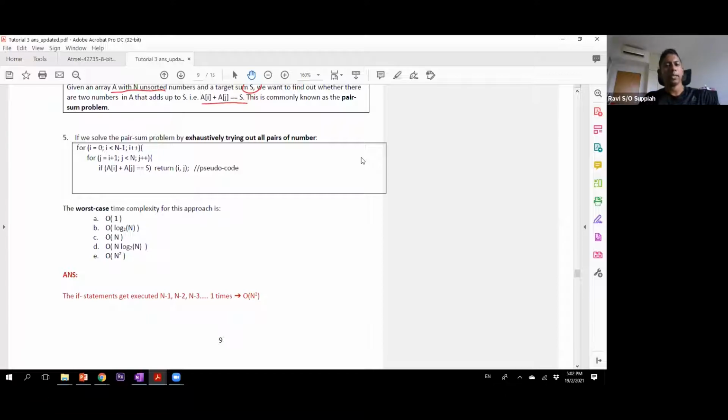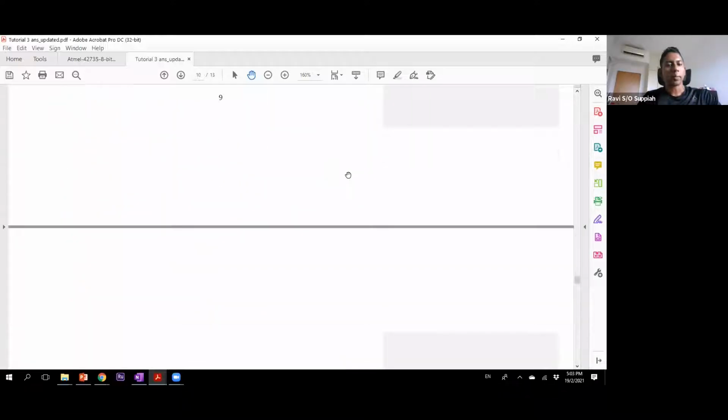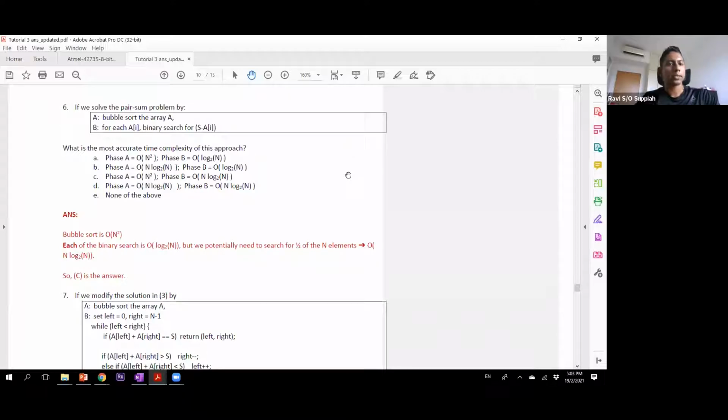Of course, the dual nested loop basically tells us that the order will definitely be n squared. So the answer for this is e, which is n squared. So that part I think is quite clear. The part 6 here is we are solving it using bubble sort, and then we do a binary search. A bubble sort and binary search. So for bubble sort, we know that the order is n squared. So the two possible answers are here, or here.